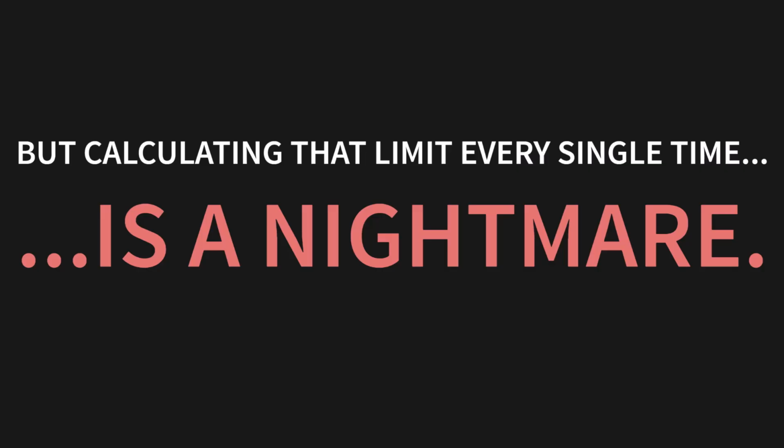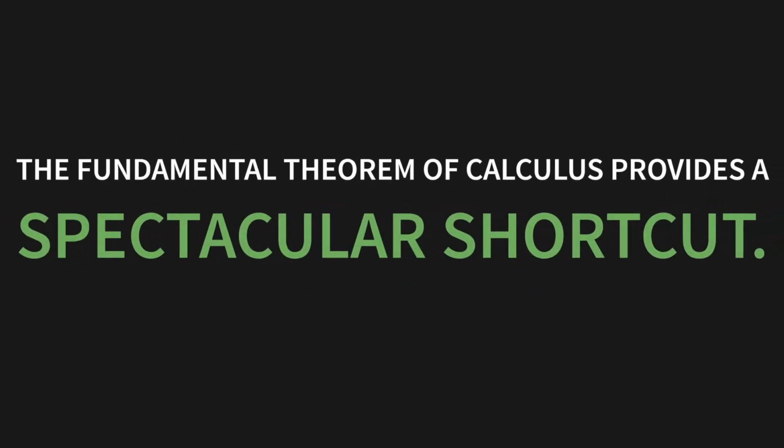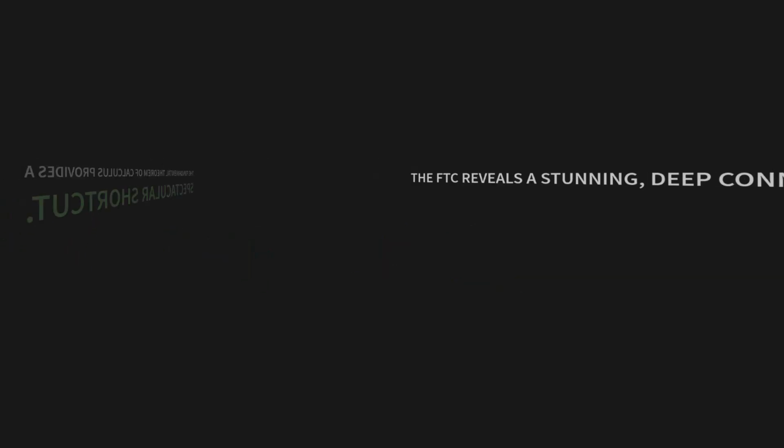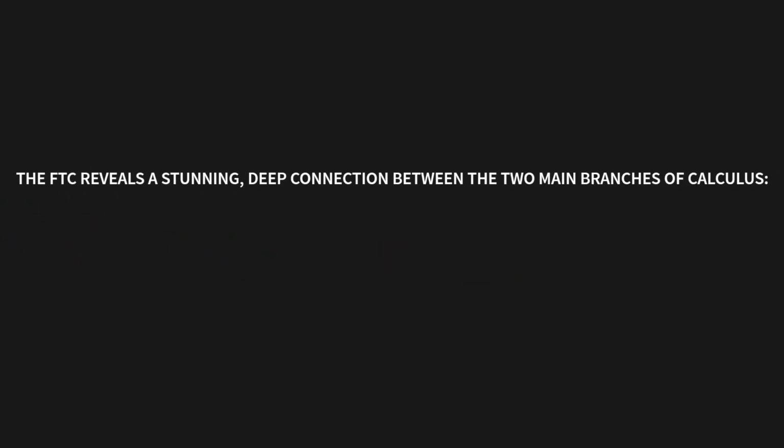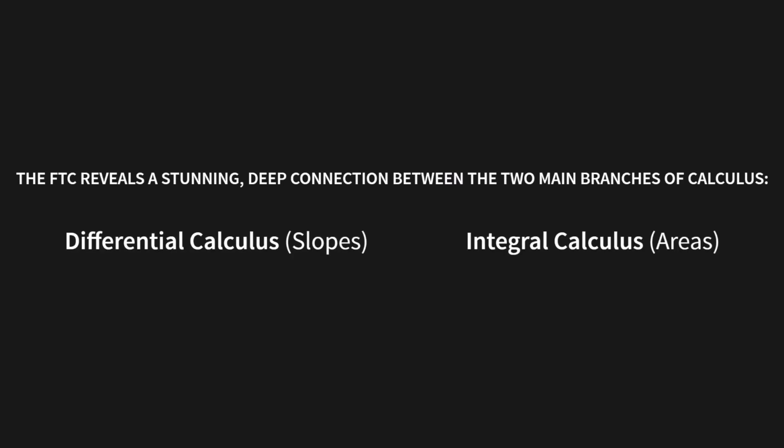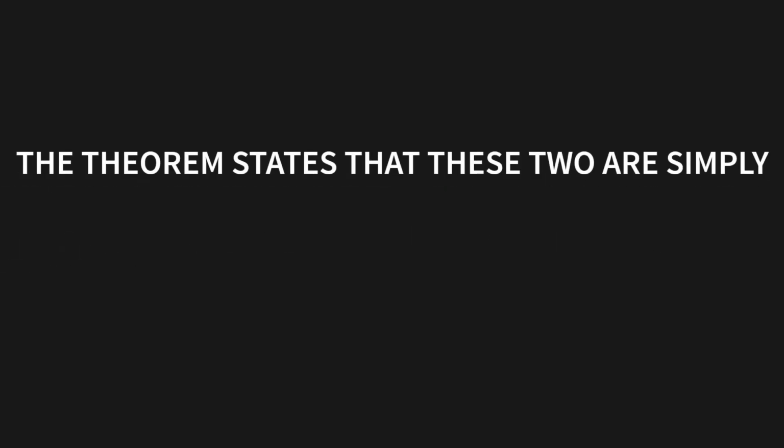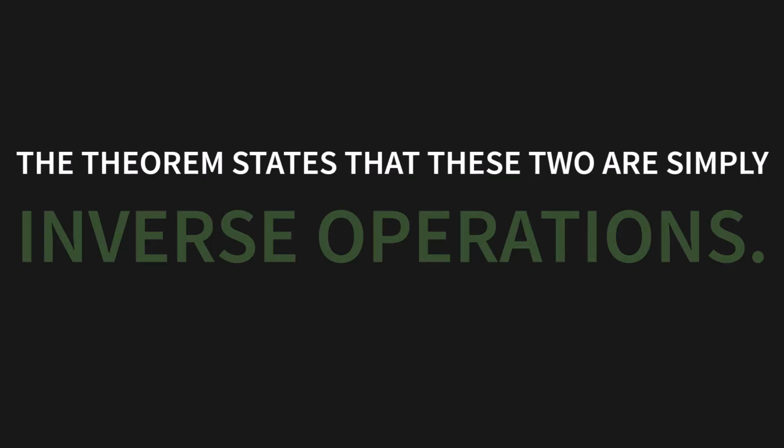Well, there is, and it's called the fundamental theorem of calculus, and it provides a truly spectacular shortcut. This theorem, the FTC, reveals a stunning, deep connection between the two main branches of calculus. On one side, you have differential calculus, all about finding slopes. On the other, you have integral calculus, all about finding areas. The theorem states that these two are simply inverse operations.